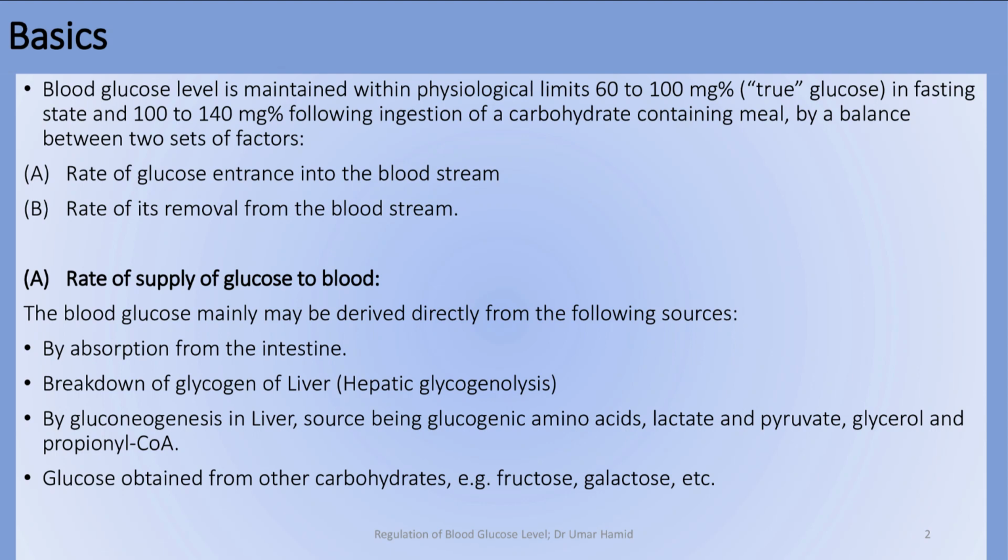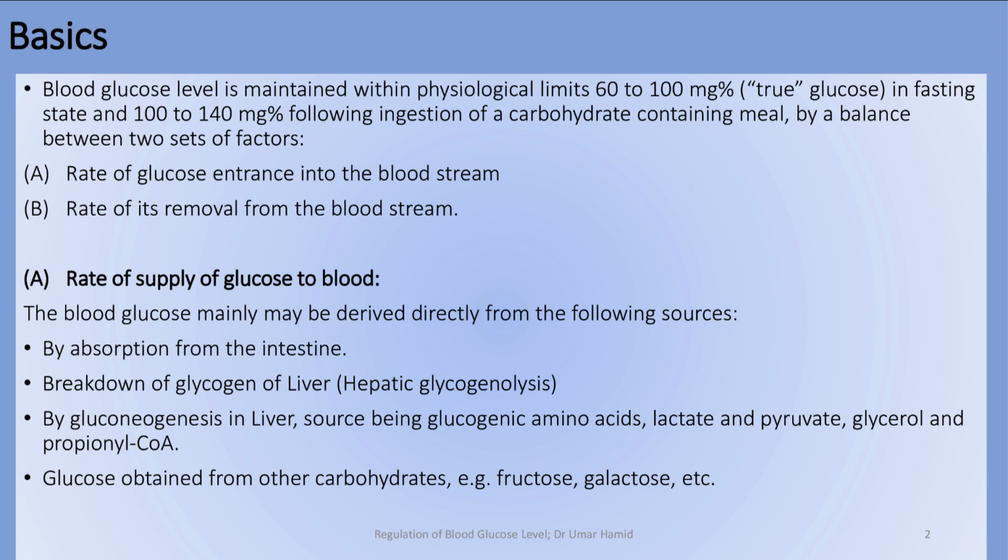Blood glucose level is maintained within physiological limits, 60 to 100 mg per deciliter, that is, true glucose, in the fasting state, and 100 to 140 mg per deciliter following ingestion of a carbohydrate-containing meal, by a balance between two sets of factors: the rate of glucose entrance into the bloodstream, and the rate of its removal from the bloodstream.